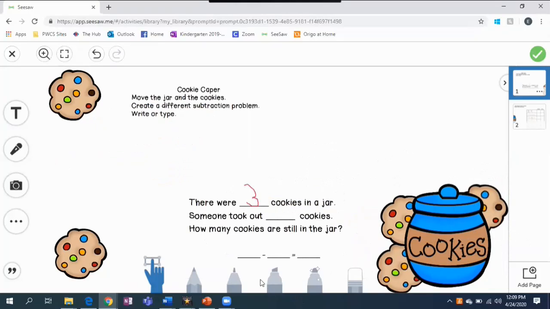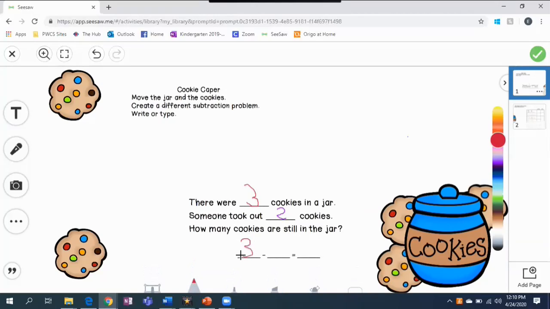Now, someone took out, say they took out 2 cookies, okay? Now, let's go down to our equation and we're going to write, we started out with this number. So we started out with 3 and somebody took out how many? They took out 2. So minus 2.